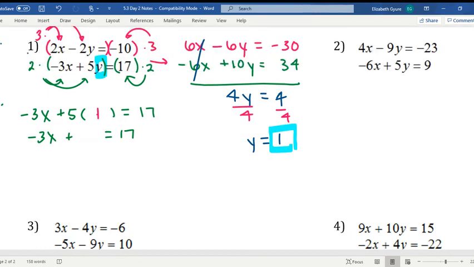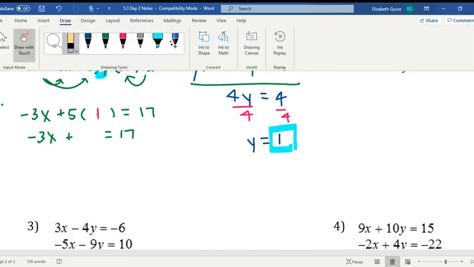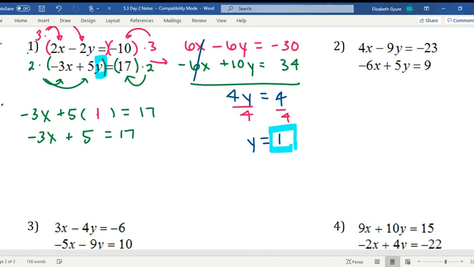Who can tell me what I need to do next to solve this problem? Any ideas? What do I need to do next? So I already distributed. Okay, I did that. We got our 5 times 1, which is 5. So now I have negative 3x plus 5 equals 17. What should I do from here?